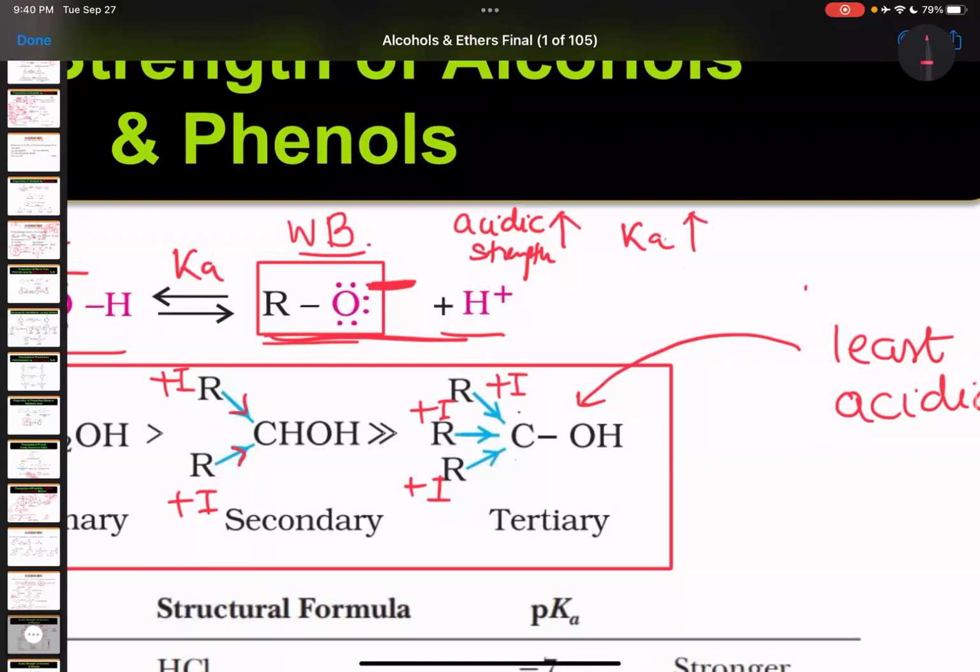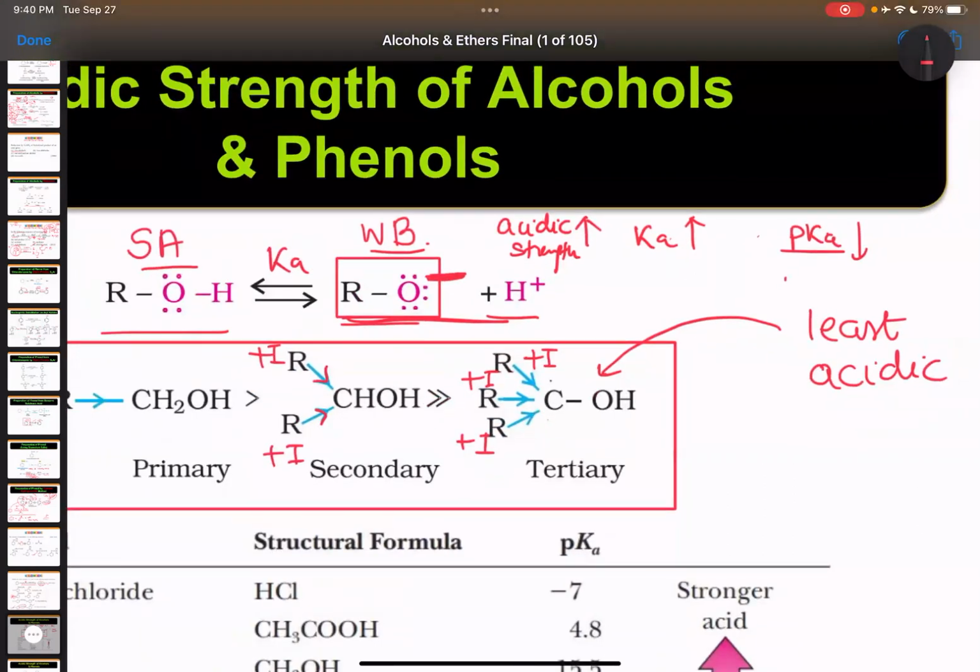But pK is minus log of Ka. pK actually is minus log of Ka. So when you put the minus, a larger number becomes smaller. Clear? Yes, sir. Right? So the order of pK is the reverse of the order of acidic strength.